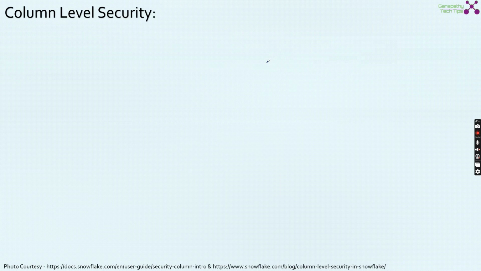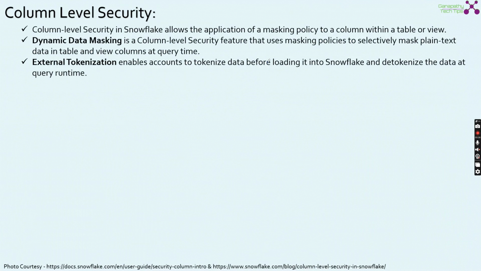Column level security. I hope the name itself is self explanatory to a greater extent. Column level security is all about how we can add security at a column level within Snowflake. Column level security in Snowflake allows the application of a masking policy to a column within a table or a view. A masking policy is the key constraint here. Using the masking policy only, we are going to achieve all the things.